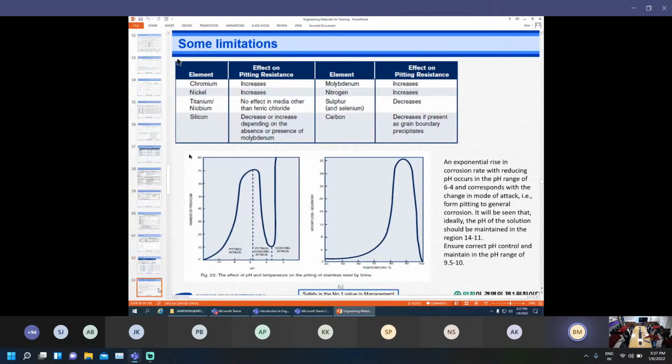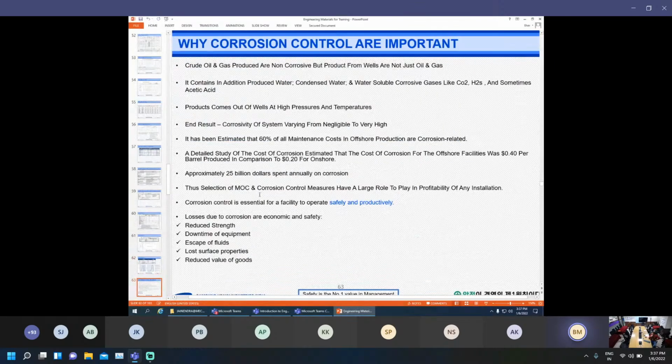So I was talking about the different forms and types of material. Now, understanding of corrosion is also important. The cost of corrosion is near about 2 to 4%. So why corrosion is important and why we must understand corrosion is important for selection of material.